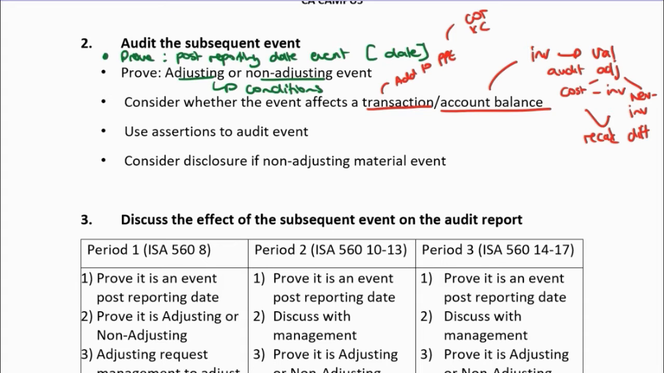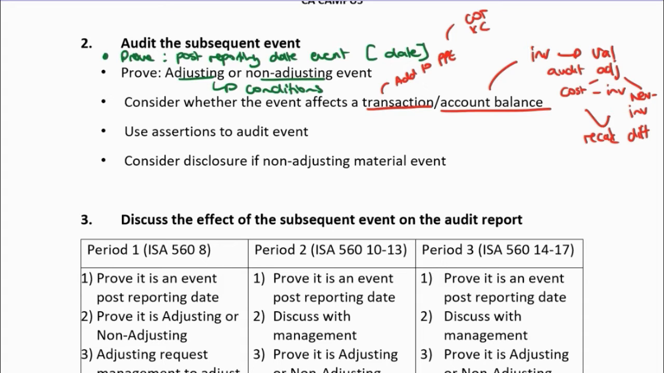I need to go and test the accuracy of the calculation that they've used to record the transaction. Go and look at the invoice amount. Recalculate VAT, see that VAT was recorded in the correct account. Agree the date to the invoice to make sure it's recorded in the correct date. And see that it's presented and disclosed.